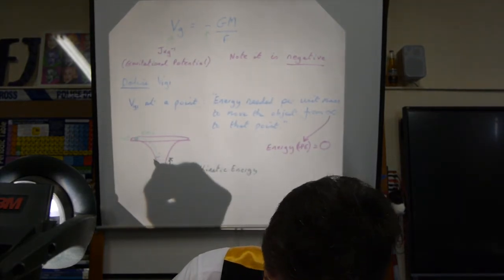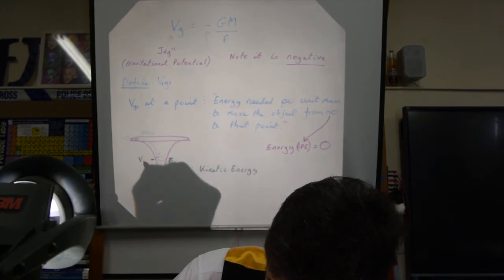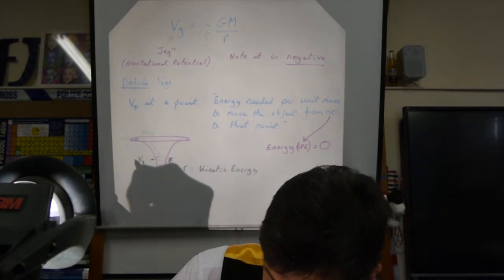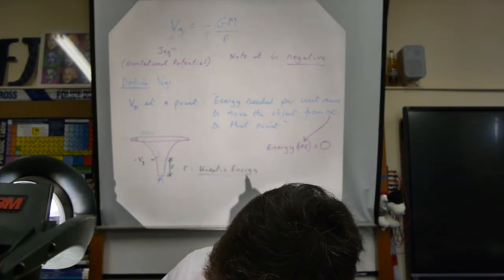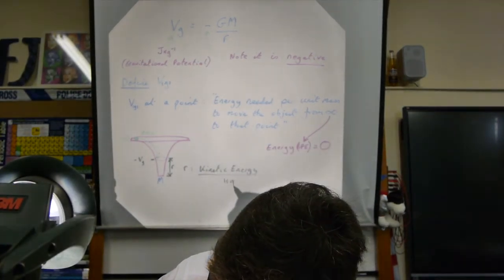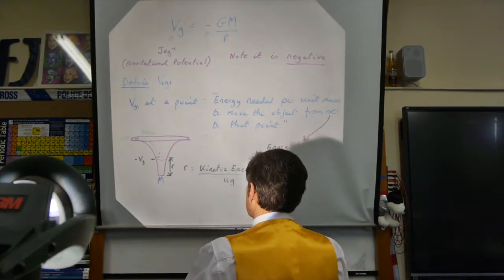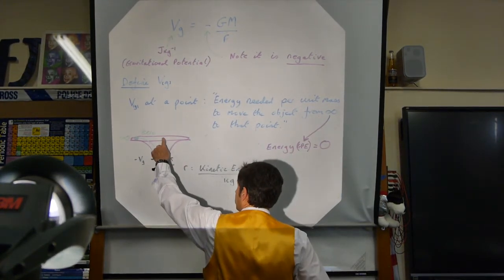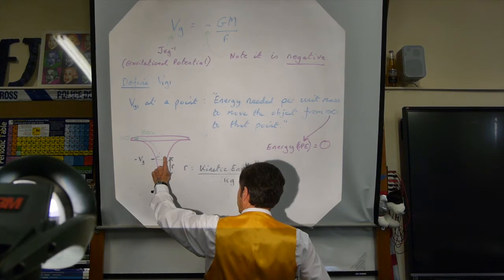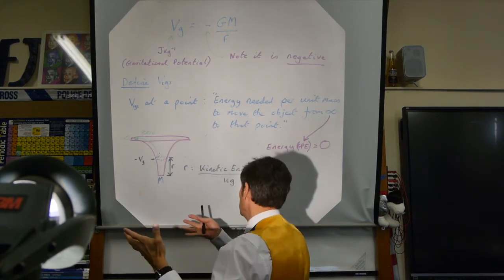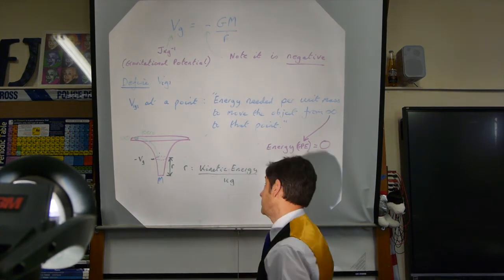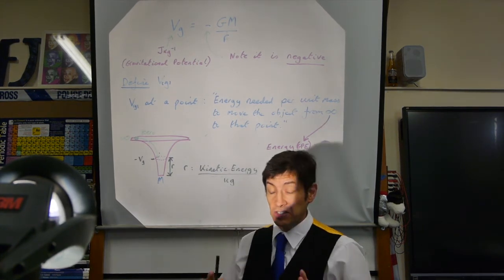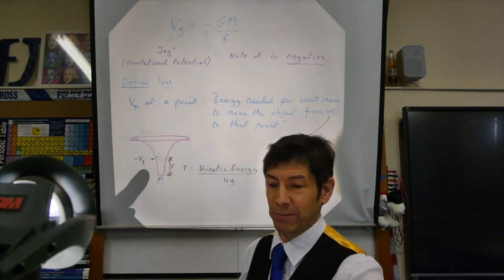And here, Vg at that point, which will be a negative value, will be the kinetic energy per kilogram of object, because clearly it's got none here and it's gaining kinetic energy there. But because they're interchangeable, of course, the gain in kinetic energy will be equal to the loss in gravitational potential energy. So this is a really good way to think about it.